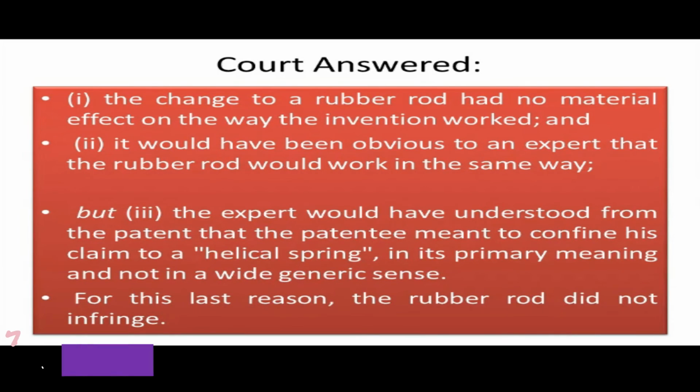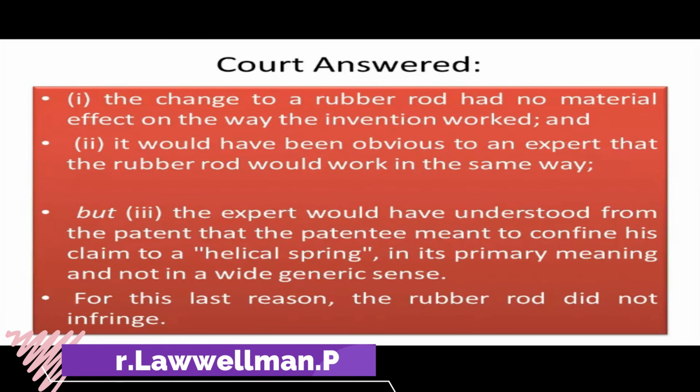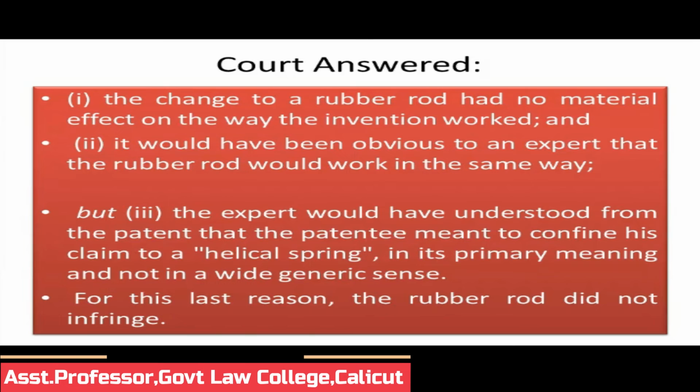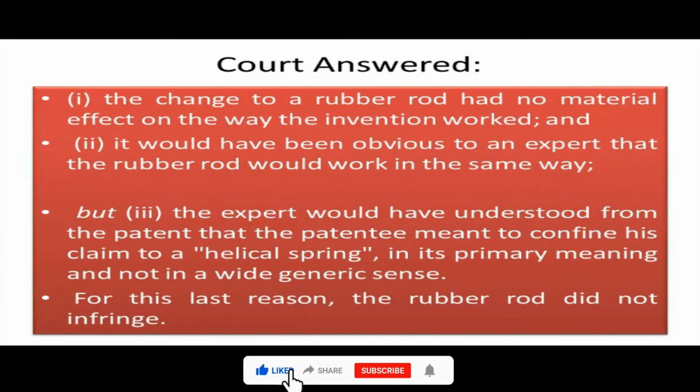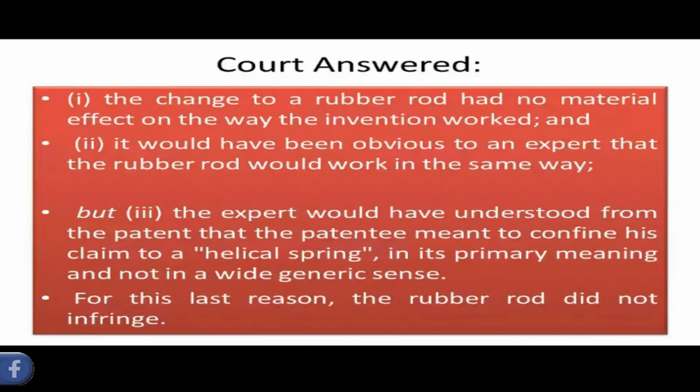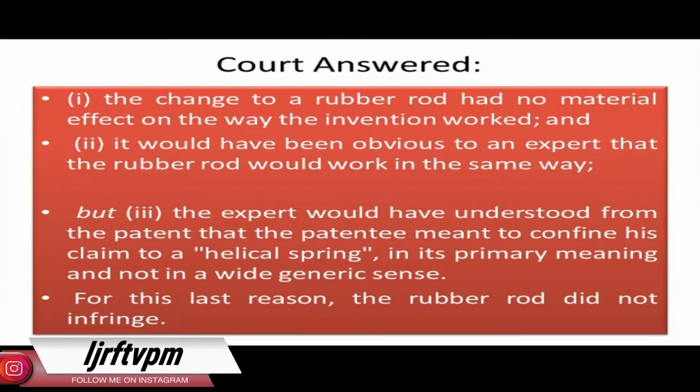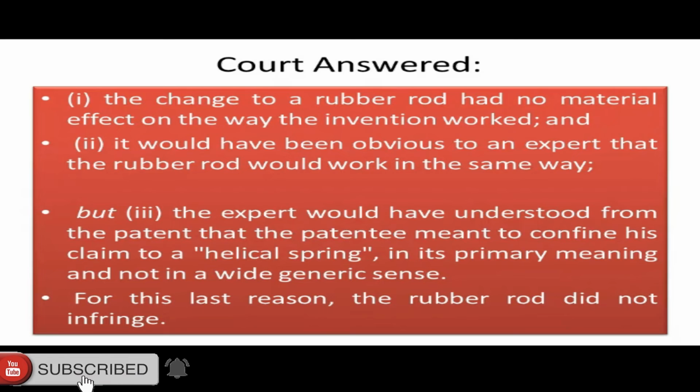Meaning to say that though it would have been understood by the expert in the field, the wording or the language used in the specification and the claim indicates that the patent holder or the applicant at that time, here the plaintiff, intended to confine the machine to a helical spring only. So use of a rubber rod is not covered by the plaintiff's patent, and when a different material is used, it comes outside the scope of the plaintiff's patent, so it is not an infringement. Are things clear?